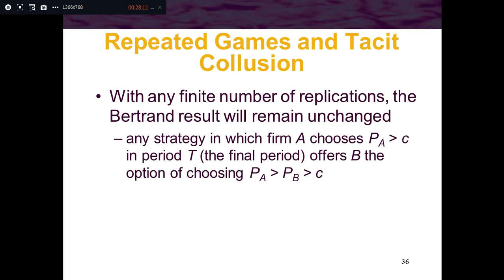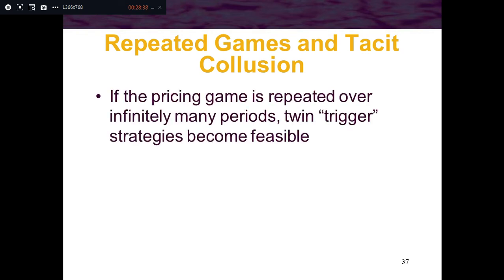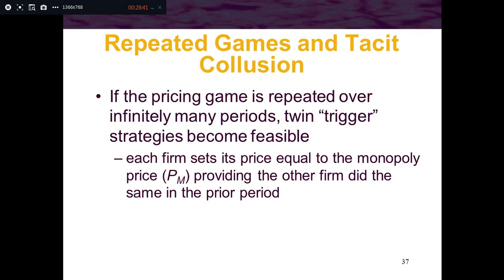Any strategy in which firm A chooses a price A greater than marginal cost offers firm B the option of choosing a price B below price A but still greater than the cost. So in this case, A's strategy to change price is non-credible at period T. A similar argument applies to any period prior to T.